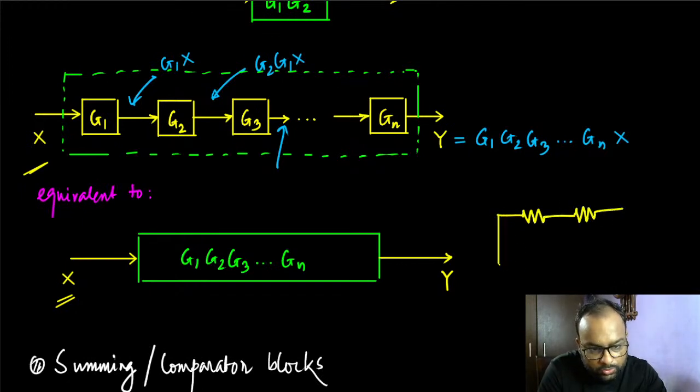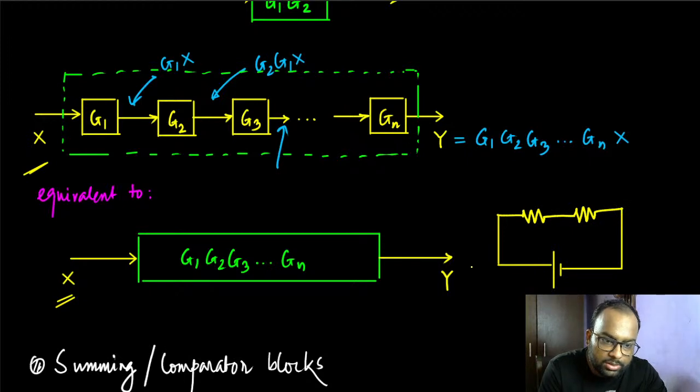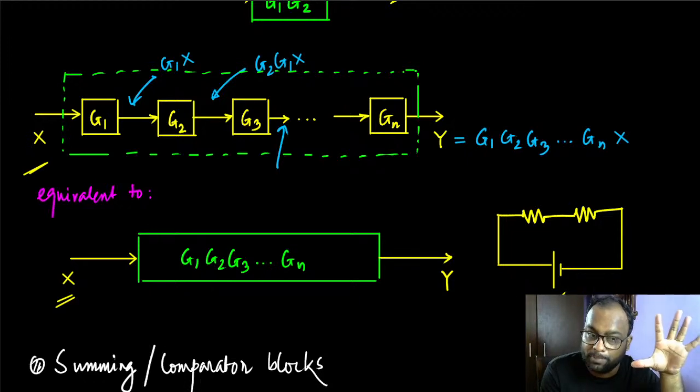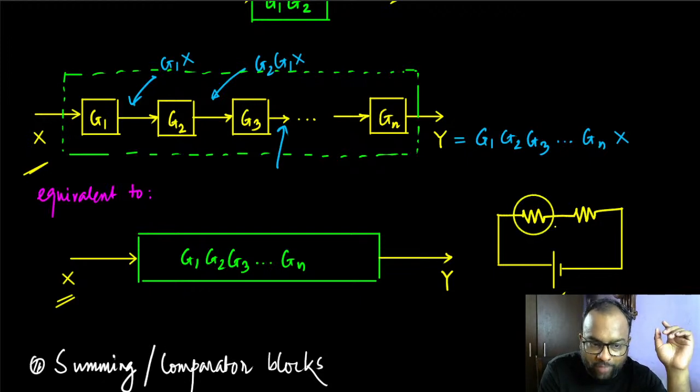Okay, these two resistors are in series, right? Now tell me, what is the input to this circuit? The input to this system is this voltage V. And what does the input apply on? The input applies on the whole system, the entirety of it. You understand what I'm saying? Okay, and then the output of this goes through this, and so on and so forth.